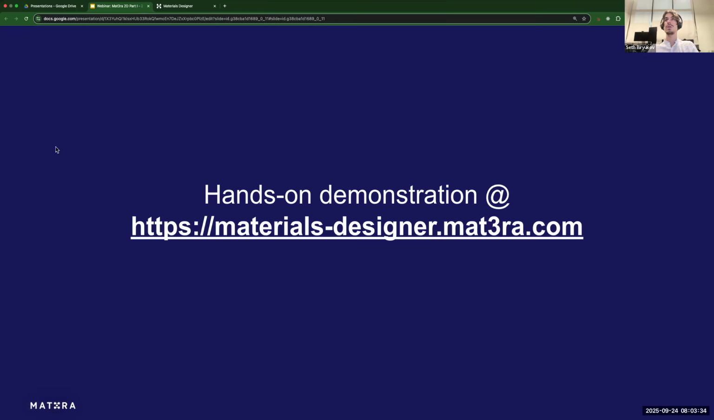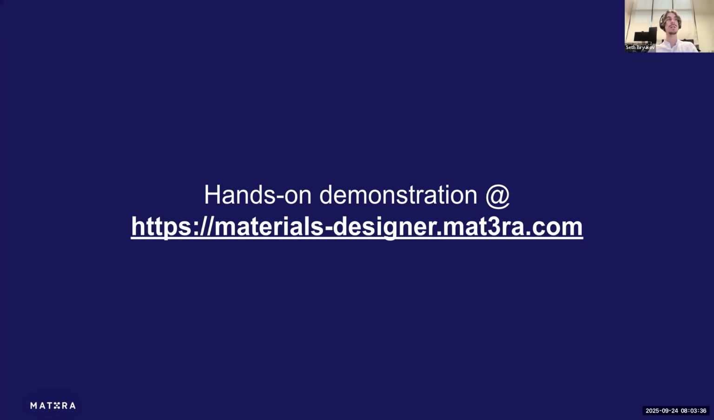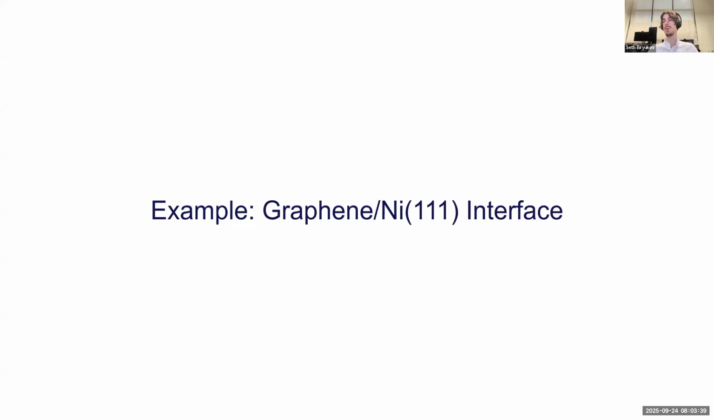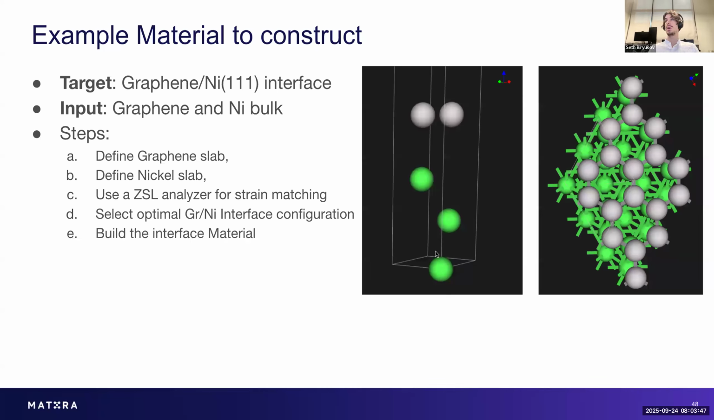So now let's get to the interfaces example. We're going to use ZSL matching to construct graphene on nickel interfaces. The same approach, we want to create this material. We start with graphene and nickel bulk. We define the slabs for them. We use ZSL analyzer to find strain matching configurations for the interface. And then we're going to build the interface. So define, refine, and build.